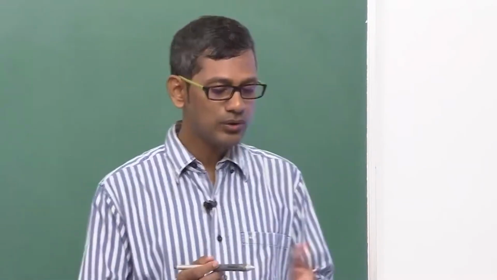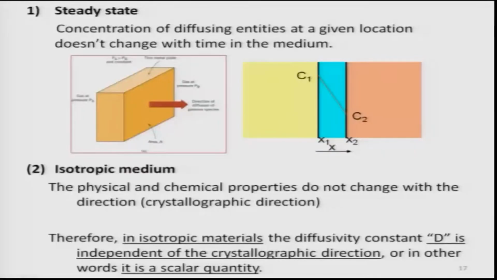So, here it is showing what the steady state is. Steady state means the concentration of a diffusing entity at a given location does not change with time. Suppose you have a thin metal plate, with gas pressure P1 on one side and gas pressure P2 on the other. This is the way diffusion will happen, gas atoms will diffuse through. It is just like a porous membrane, with high pressure on one side and low pressure on the other side. So, there is a concentration gradient and because of that diffusion will happen.